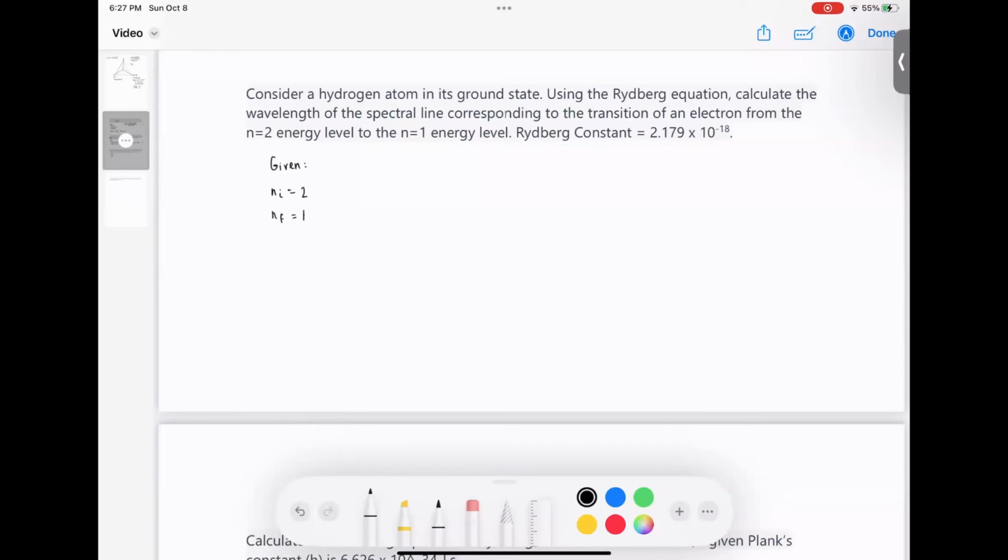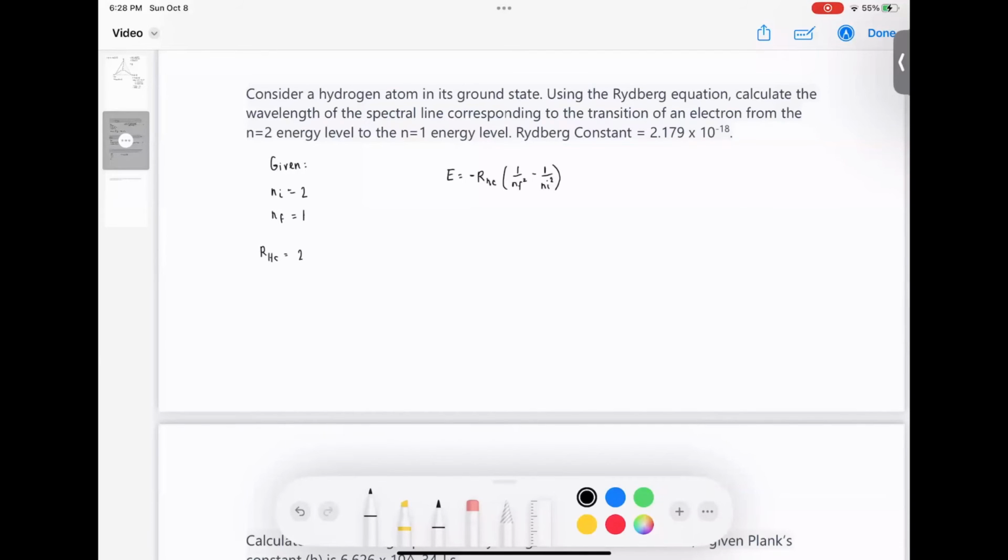Another thing we need to start thinking about, are we emitting or absorbing? Well, we're starting at the higher energy level and we're going down. So that means we're emitting. So our equation should be E equals negative RHC times 1 over n_f squared minus 1 over n_i squared. You see how I dropped that positive? Now I'm just talking about that negative. All right. So we know what our Rydberg is. We know what our RHC is.